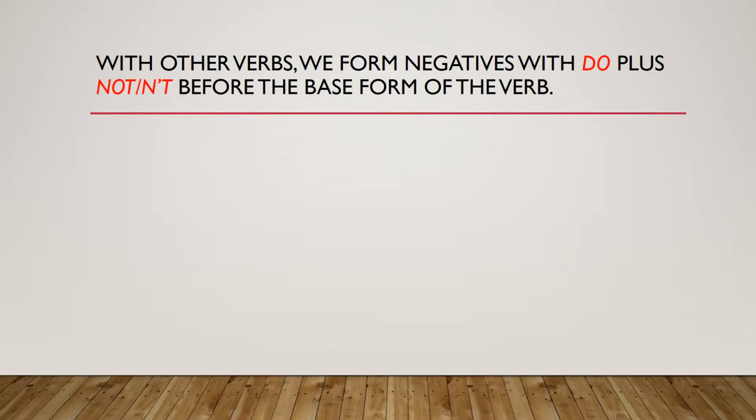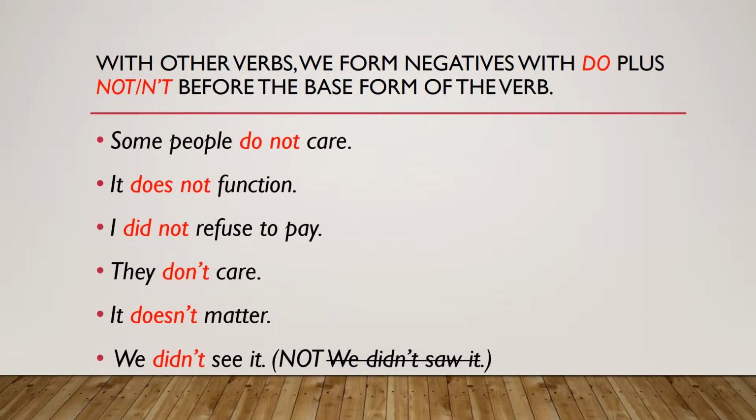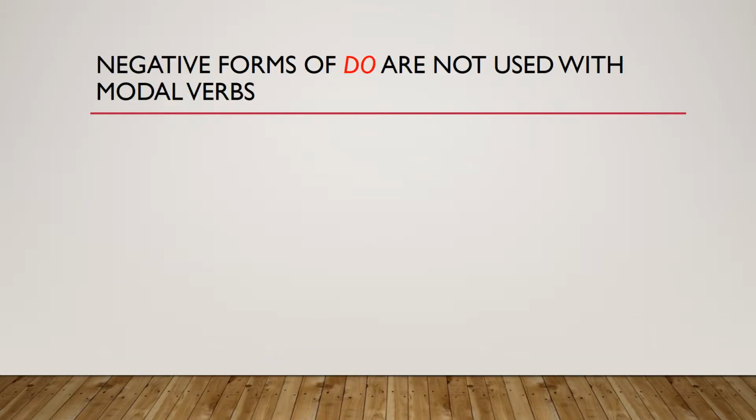With other verbs, we form negatives with do plus not before the base form of the verb. Some people do not care. It does not function. I did not refuse to pay. They don't care, it doesn't matter, we didn't see it. Not, we didn't sew it. Negative forms of do are not used with the modal verbs. I can't run. Not, I don't can run.